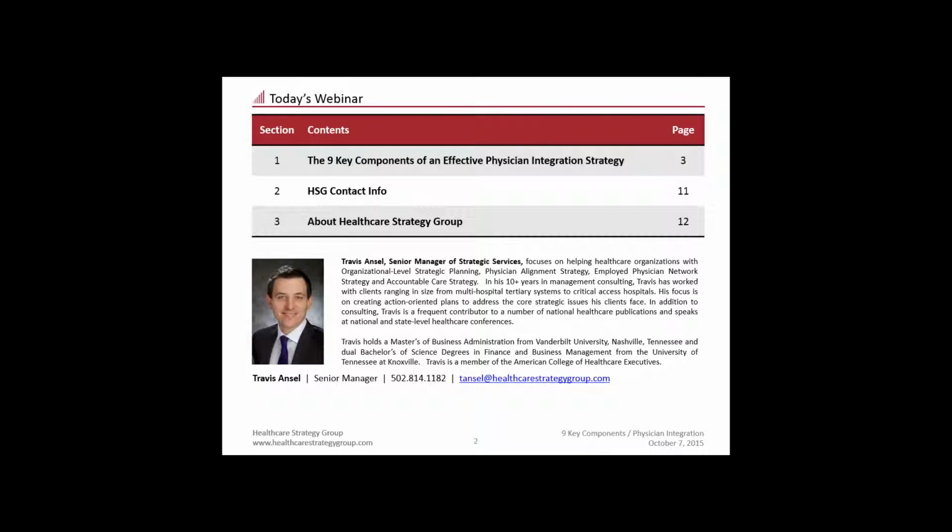Today we'll be discussing exactly what the title says, the 9 key components to an effective physician integration strategy. Healthcare Strategy Group, our firm, is really focused on helping hospitals develop, implement, and manage their physician integration strategy. And we see a number of our clients with various different definitions and different components that make up what they call physician integration strategy.